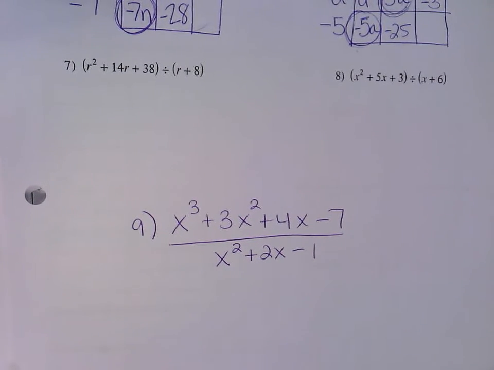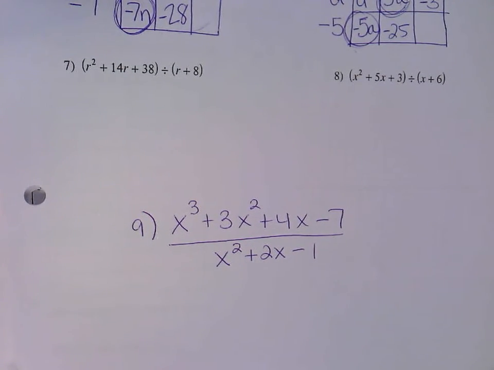Okay. Hopefully you can read that, but I put up a number 9 because it has a trinomial as a divisor. If you want to wait to do number 9 together, that's also okay.